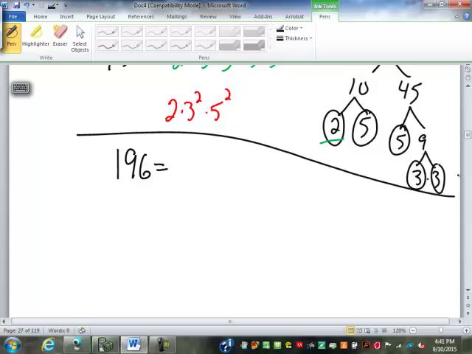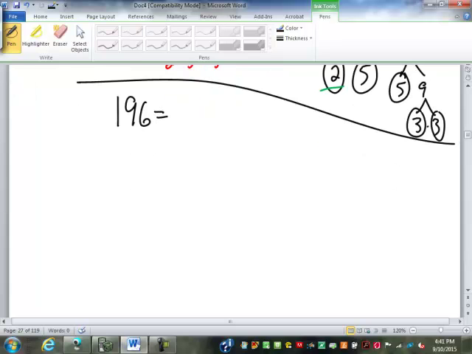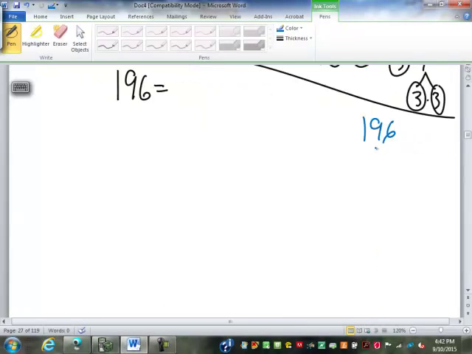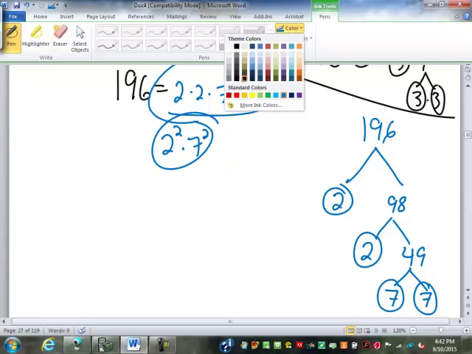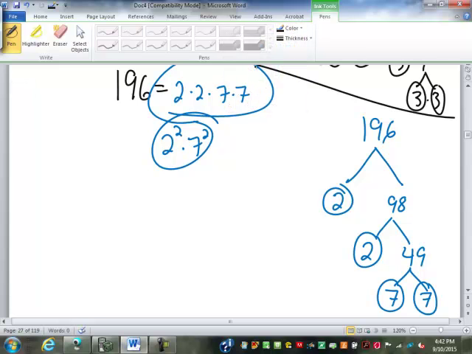In your notes, I'm going to have you factor 196. So 196 can be divided by 2 and 98, okay? 2 is prime. 98. 2 and 49. 2 is prime. 49, is that prime? No. 7 and 7. So 196 is 2 times 2 times 7 times 7, or 2 squared times 7 squared. Either one. How many of you had that? One of those two. Cool.